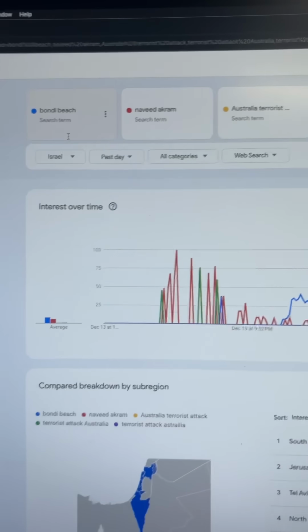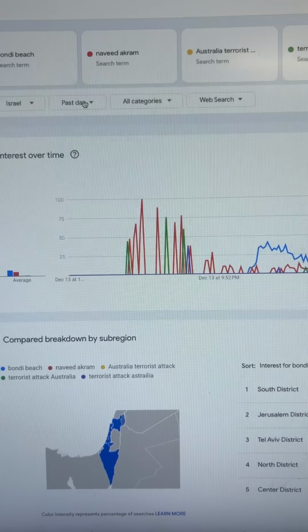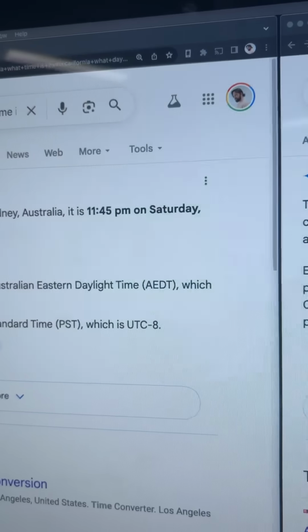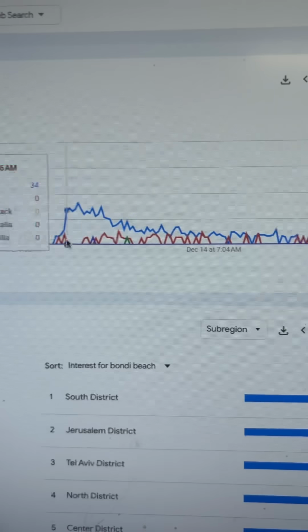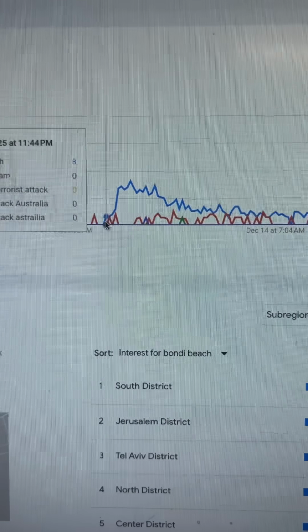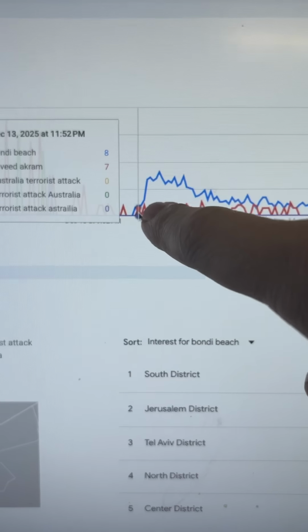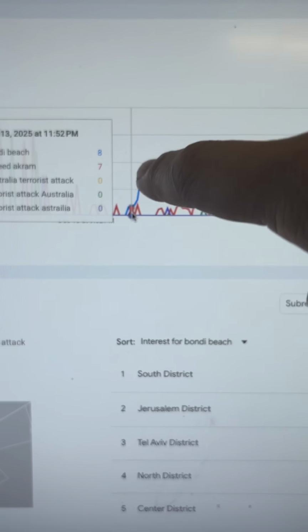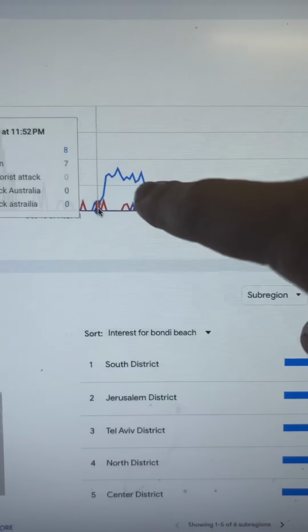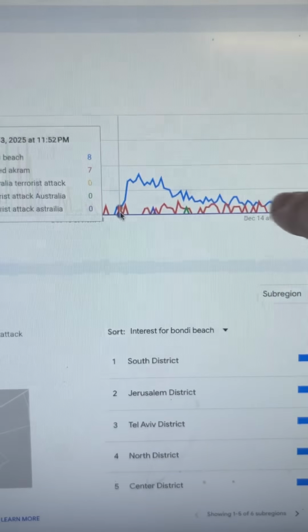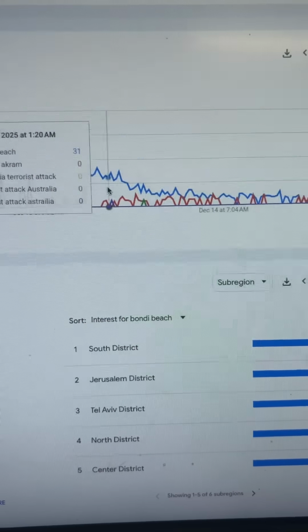So let's go to this term again. We're back in Google Trends. Israel, in the past day. Let's look for 11:45 p.m. Saturday. Look at this, 11:52, close enough. 11:52 p.m. 13th Saturday in California. This is when the attack happened. Do you see the spike? Do you see it going up? This is the search. This is when the attack happened. That's why you see this spike of Bondi Beach exploding right here, okay?